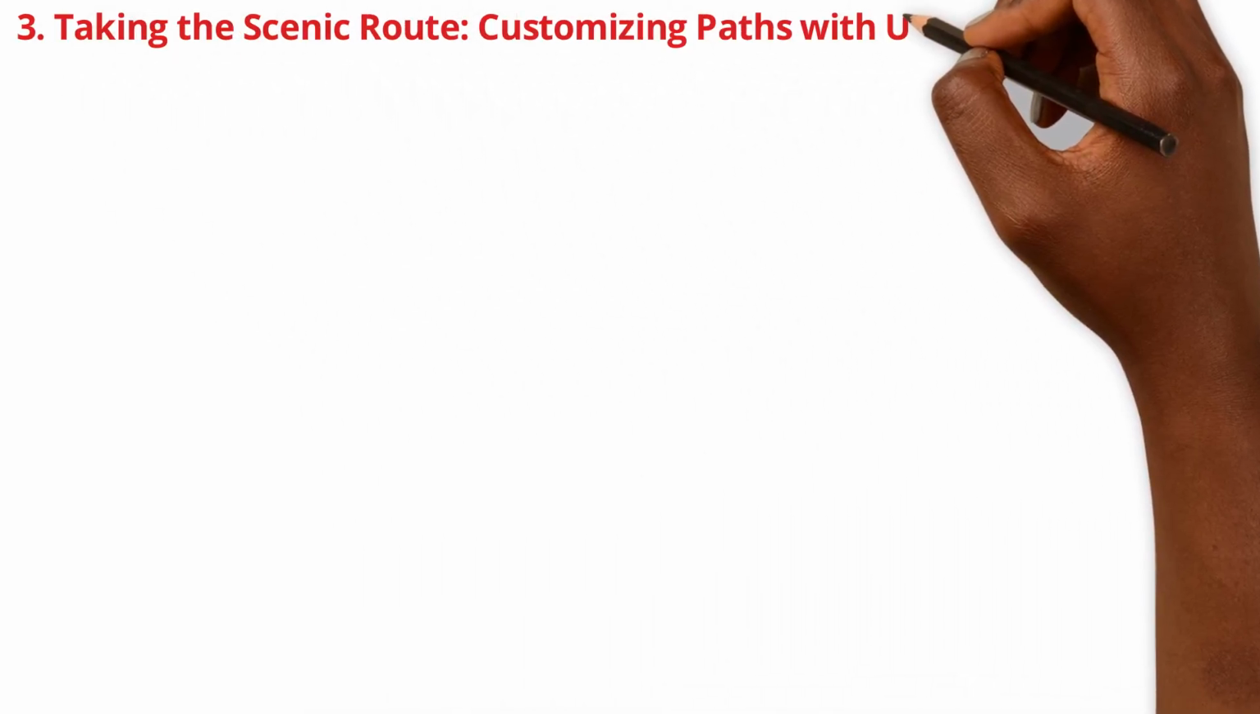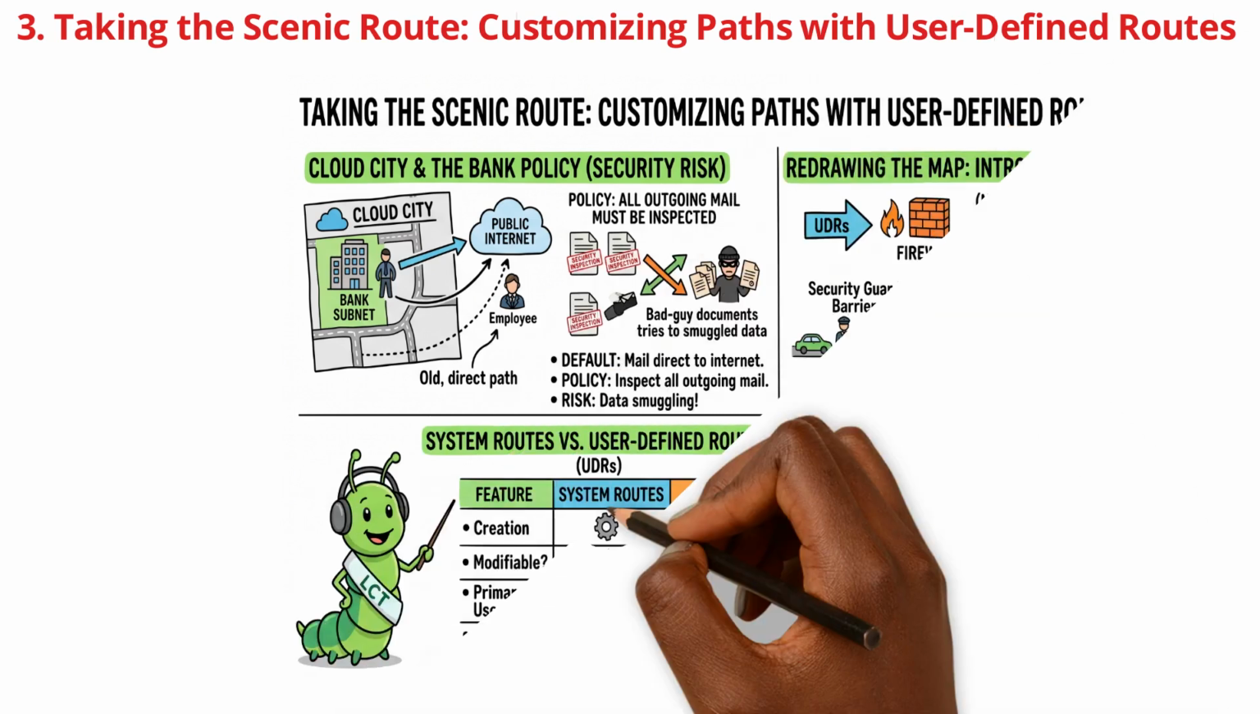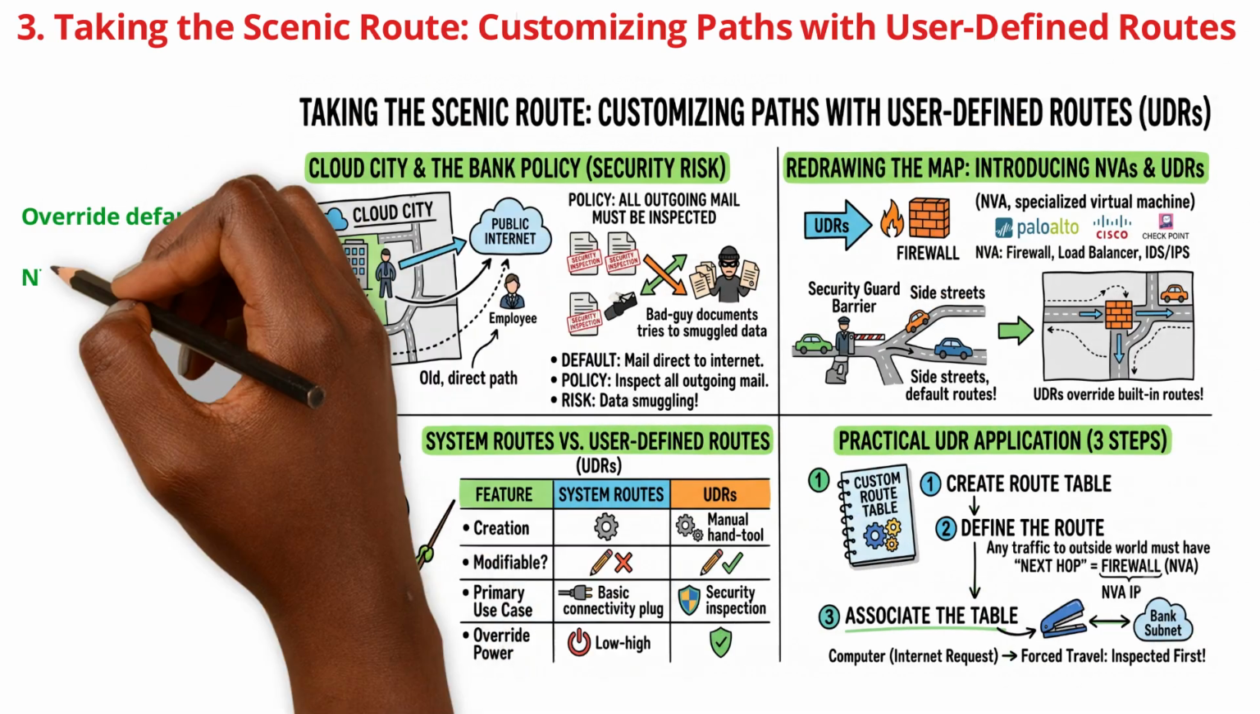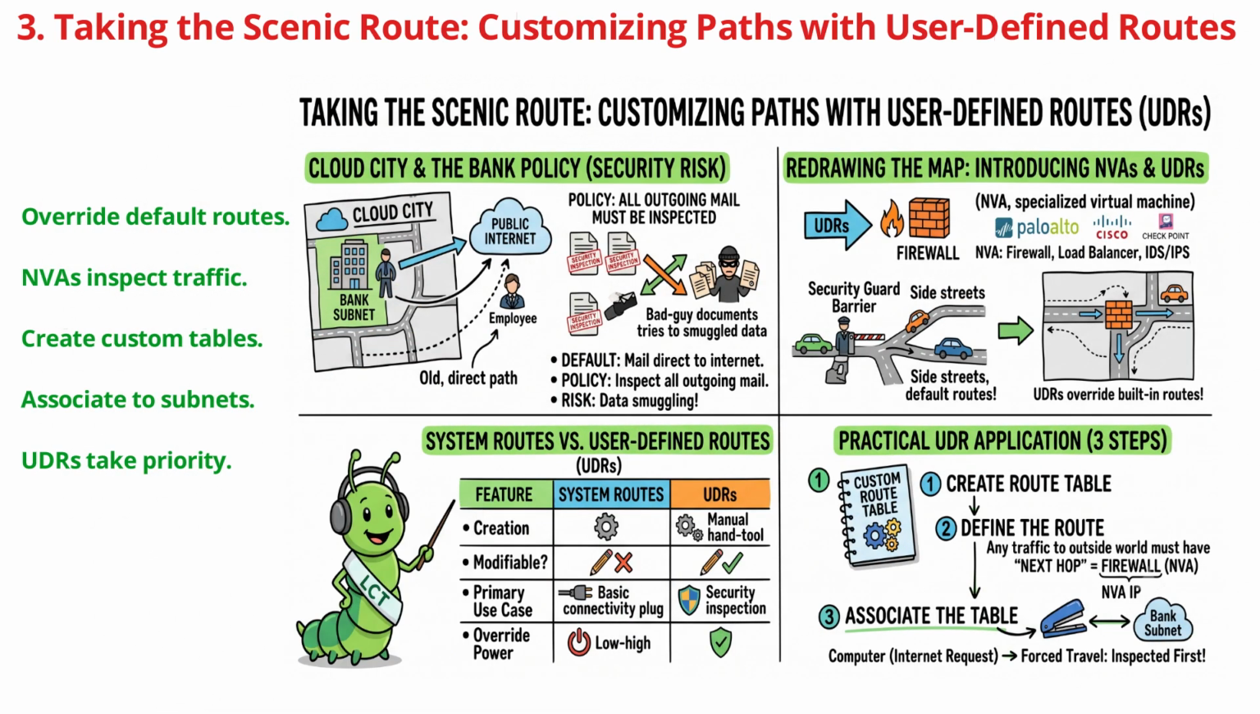Azure's default routing map handles basic connectivity, but sometimes your cloud infrastructure demands stricter security. Imagine a bank needing to inspect all outgoing data to prevent leaks. To enforce this, we introduce a network virtual appliance, such as a dedicated firewall. By utilizing user-defined routes, you can manually redraw your network's map. Just create a custom route table, define a rule forwarding traffic to your firewall, and associate it with your subnet.